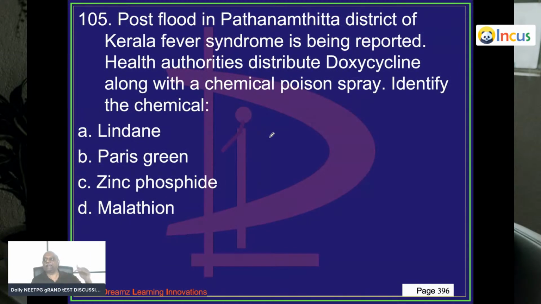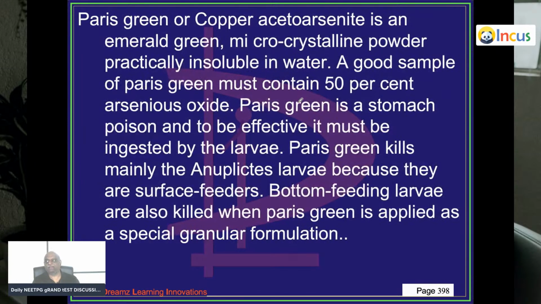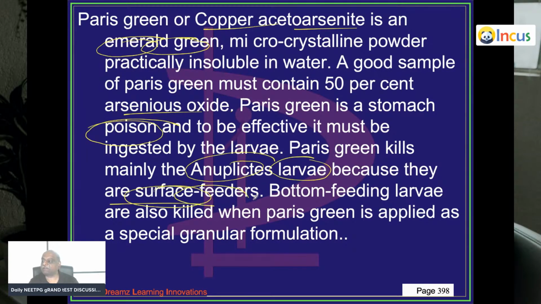So, post flood in Pathanamthitta district of Kerala, fever syndrome, doxycycline along with chemical poison spray. What is that chemical which is used as Paris green? Paris green is copper acetoarsenite; emerald green. Emerald green is a stomach poison. It kills mainly Anopheles because they are surface feeders. Bottom feeder larvae are also killed, right? With a special granular formulation.